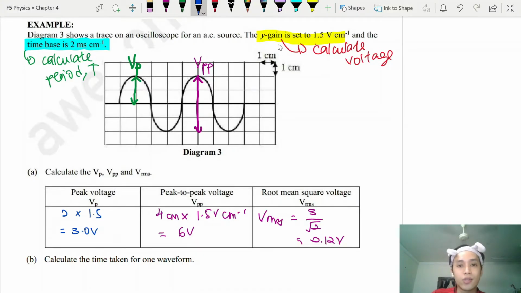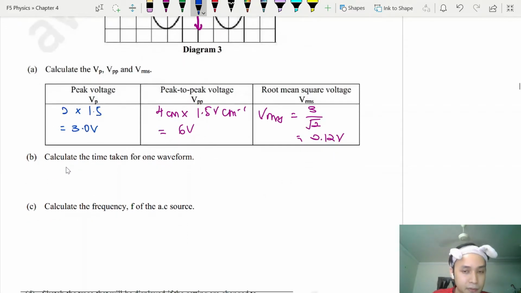Okay, so the first part here, how to calculate the voltage from the CRO, is very simple. They will give you the Y gain, and then you just calculate accordingly how many squares, and then you just multiply. Now next they want me to calculate the time.